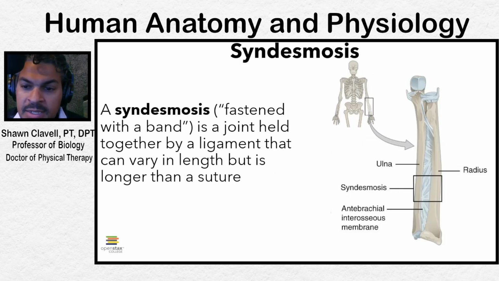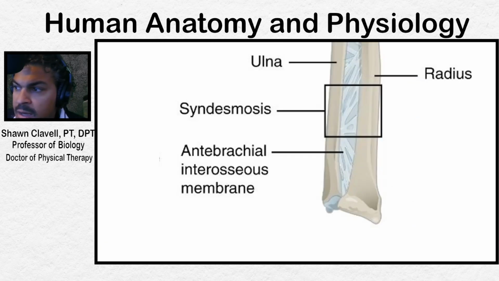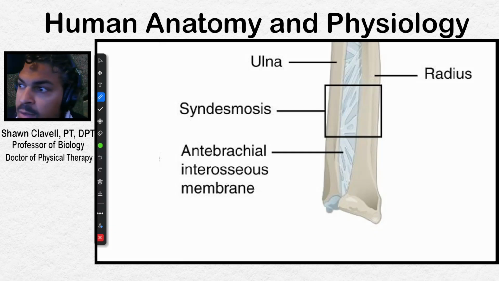A syndesmosis is a joint that's held together by a ligament that actually can vary in length, but ultimately it's longer than a suture. And so in this structure, there's actually two syndesmosis. Again, because we've mentioned that it can vary in length, there's a syndesmosis that will hold these two bones together, right here. So there's going to be a syndesmosis here, as well as a really dense band of connective tissue that you can see here.